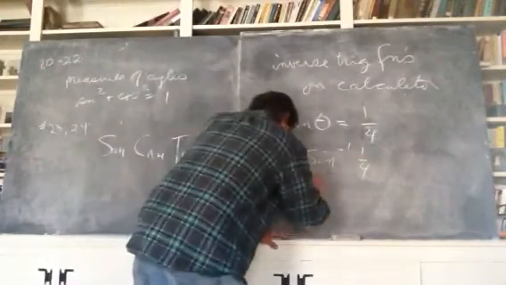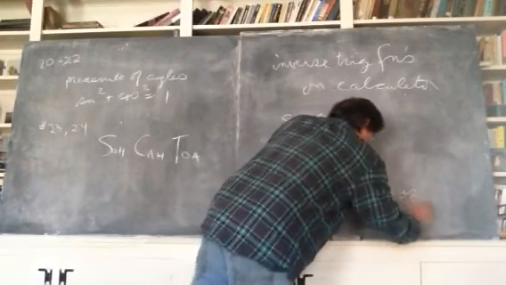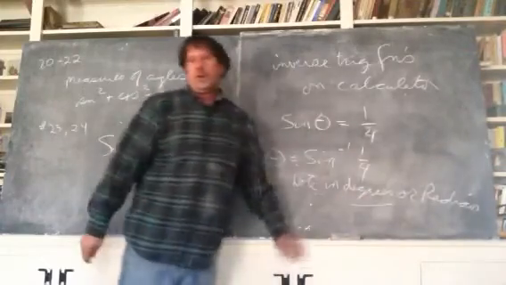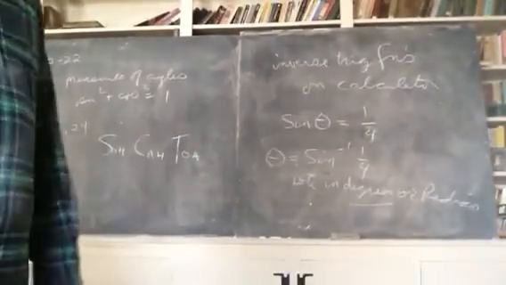Note, in degrees or radians, certainly degrees is what we're using. Radians will be what you use in calculus. So there we go. Good luck. That was a little longer than I expected, but that's a review for the final.